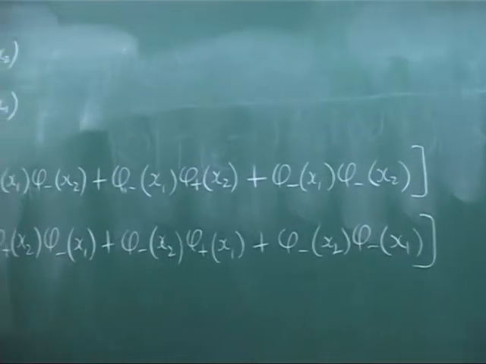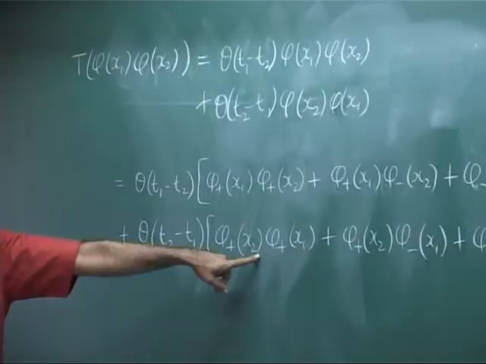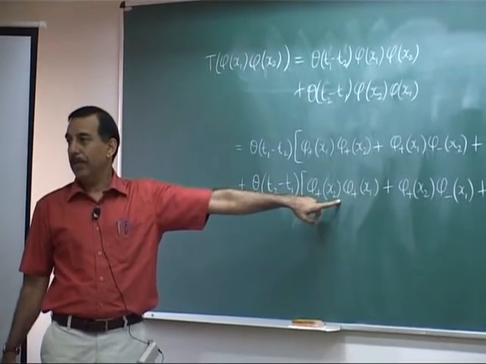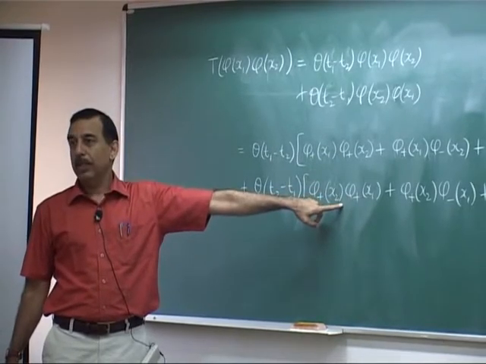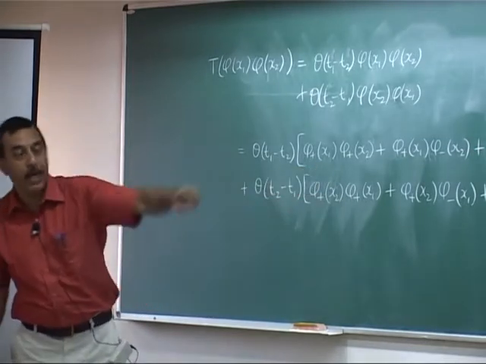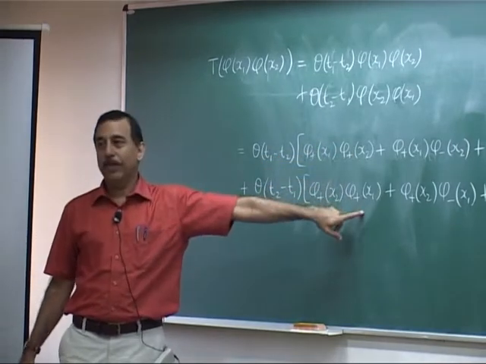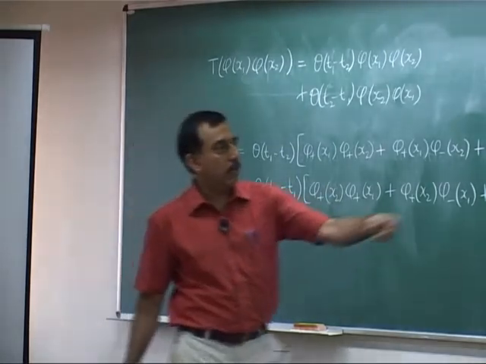Okay. Now let's notice something. What's the difference between this and this? Is there really any difference between them? Are these two operators equal or not equal? Because phi plus only contains A and no A dagger. So therefore this is all made of A's, this is all made of A's. All A's commute with all A's. So these two are actually equal. Likewise these two are equal.